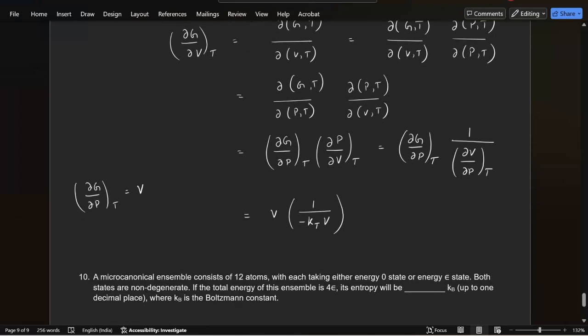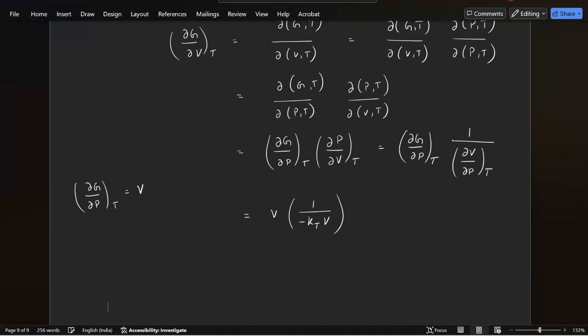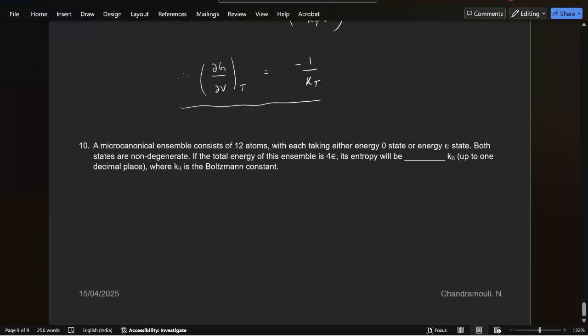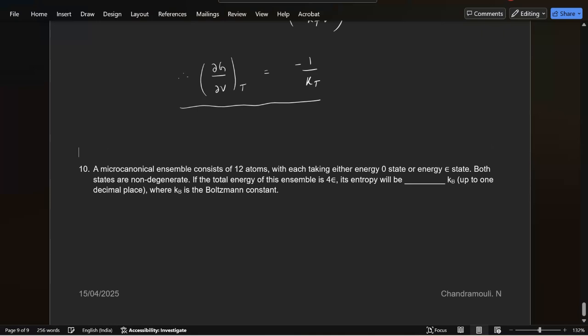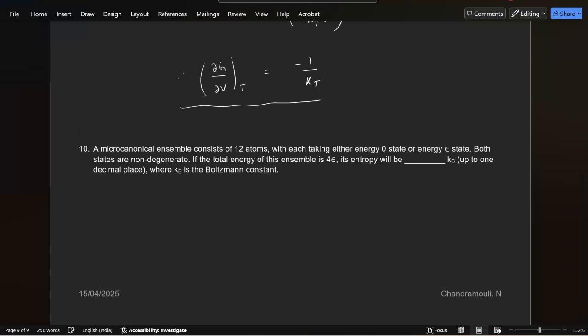So the final answer: therefore, del G by del V at constant temperature is equal to minus 1 by kappa T. So this is the final answer. Did you understand that? Yes. Okay.